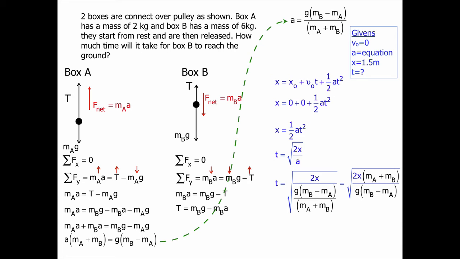Next step, put in numbers and units, and I get the answer of 0.782 seconds. So it takes 0.782 seconds for box B to fall down and hit the ground 1.5 meters below the starting height.